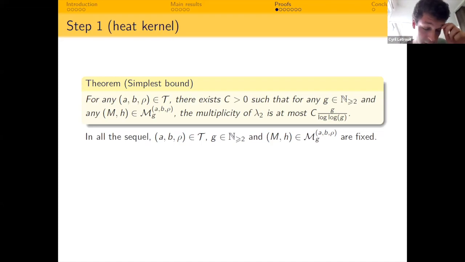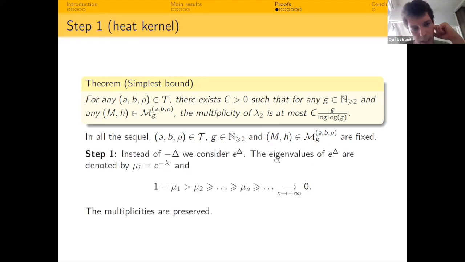So the first slide is about the heat kernel, and I'm going to prove the theorem in a simpler form, which is the following: for any A, B, rho, so A, B the bounds on curvature and rho on the injectivity radius, there exists C such that for any genus and any surface in this set where you have the right bounds, the multiplicity of lambda 2 is at most C G over log G. So the difference is I'm focusing on lambda 2 and not lambda J, and I am not working for approximate multiplicity, but just for exact multiplicity. And in the end, I will explain that there is no difference. In all of this, all the parameters are fixed and the surface is fixed.